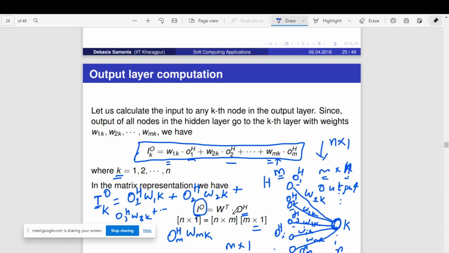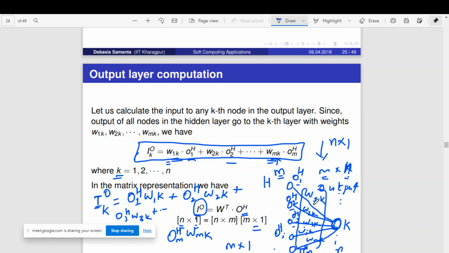Like that, for all neurons, if you calculate, that will be a vector. So that vector will have how many entries? It will have n entries. So it will have n rows and one column, n cross 1. This weight alone is again a vector, because it corresponds to only one neuron. But we have n neurons. If you combine all these n neurons, then this weight will be a matrix.